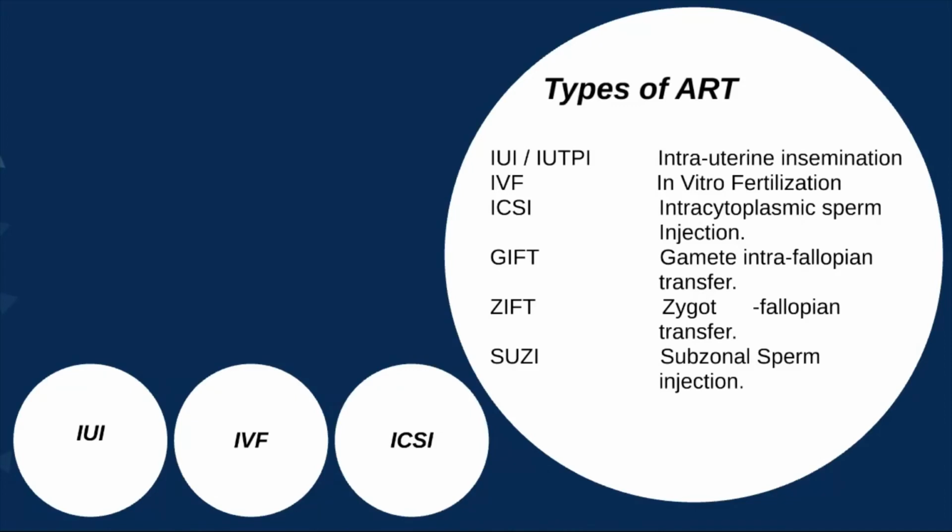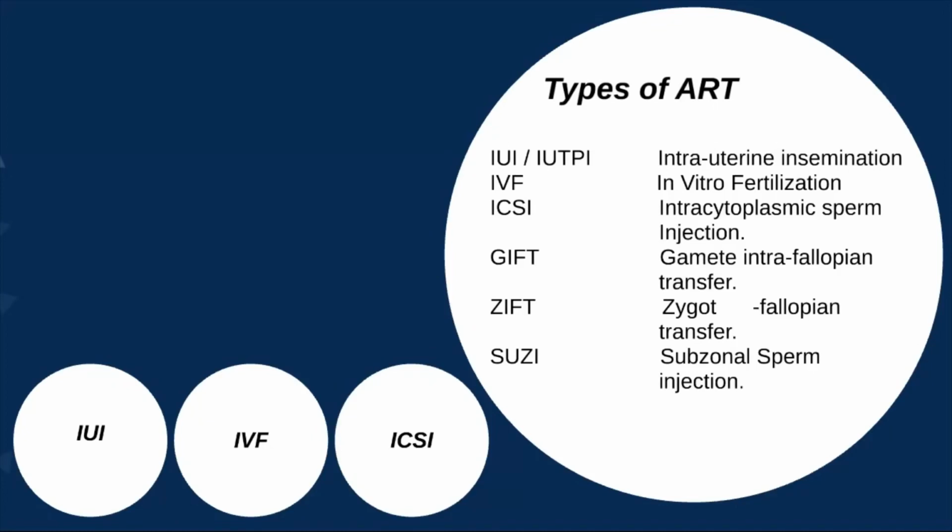The simplest one is IUI, or intrauterine insemination, and its newest form is IUTPI, which stands for intrauterine tubo-peritoneal insemination. I'll talk about this later on. The second, which is common, is in vitro fertilization, where the fertilization takes place in the lab in a petri dish, and once the embryo is formed, it is transferred back into the womb of the lady by the third or fourth day after the fertilization.